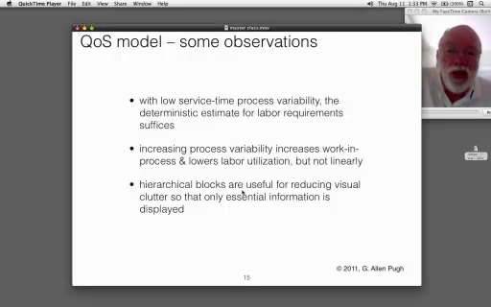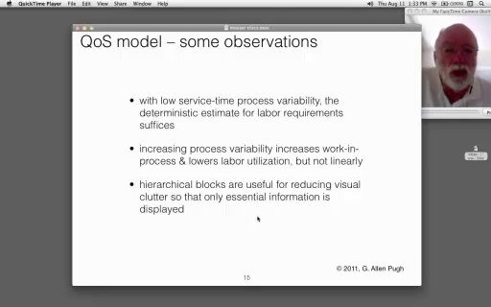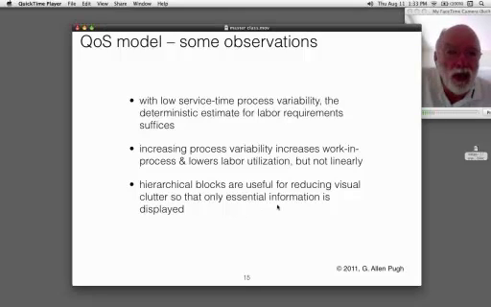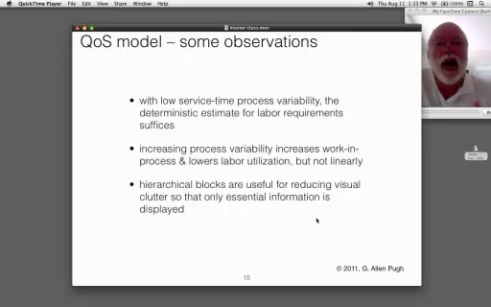The third point I want to make here is hierarchical blocks are really useful for reducing visual clutter, and they can make the model much better as both a training and as a persuasion tool, because only the essential information is displayed. And of course, if you're curious, you can always click on the hierarchical block and open up the ugly details inside.